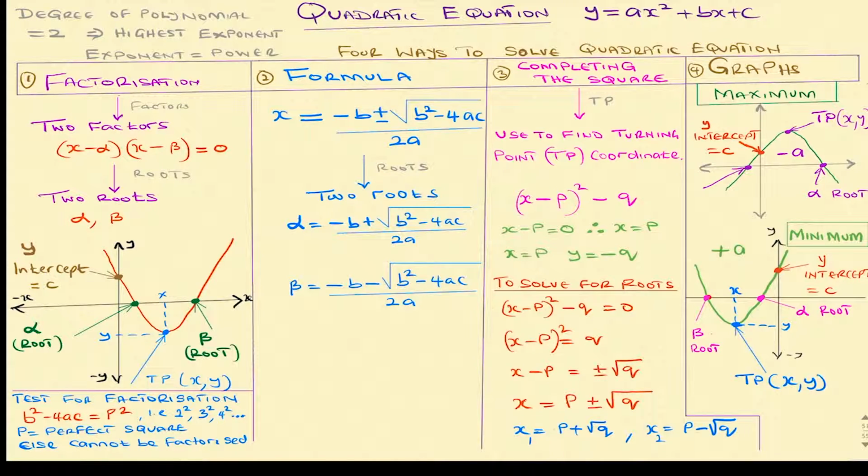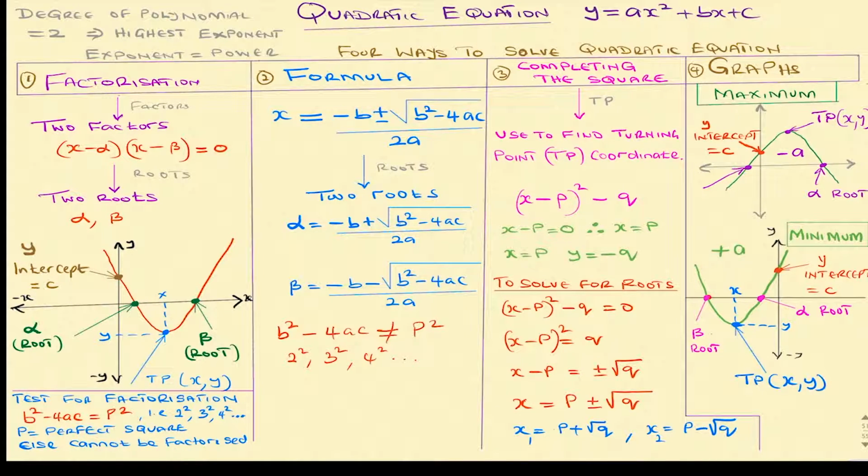There are four ways of solving a quadratic equation: 1. Factorization. 2. Using the formula. 3. Completing the square. And 4. Using graphs. If the quadratic cannot be factorized because b squared minus 4ac is not equal to p squared, a perfect square such as 2 squared, 3 squared, 4 squared, therefore we apply the quadratic formula.